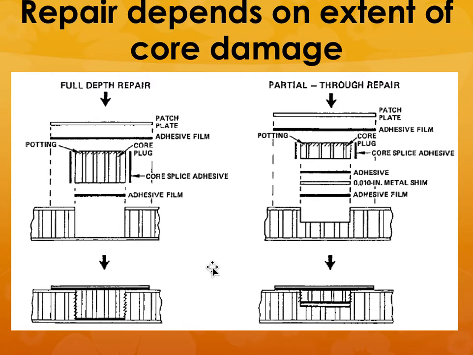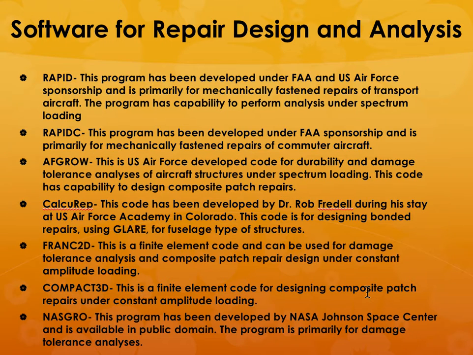So full depth means you have to completely cut off the whole area, and then you have to put a new core plug, and then you have to put the new face sheet, or you may only need to do partial, and then you have to put the face sheet on top of that, and then you have to make sure that that face sheet matches the profile of the underlying substrate material. So some of these have advantages.